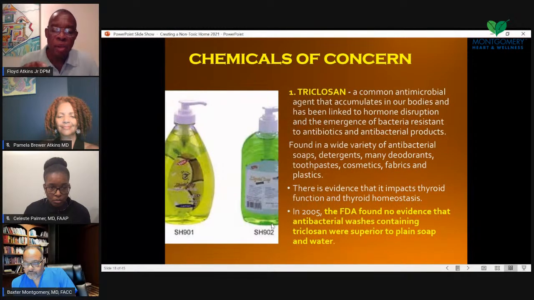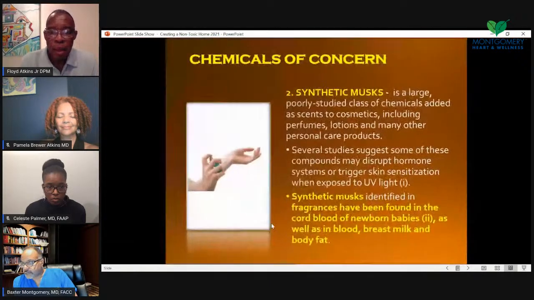But the thing that bothered me was that in 2005, the FDA found no evidence that the antibacterial washes that contain triclosan were superior to plain soap and water. So while we're paying money for these hand sanitizers that have the triclosan in them as a superior agent, they said plain soap and water was as effective as they were.